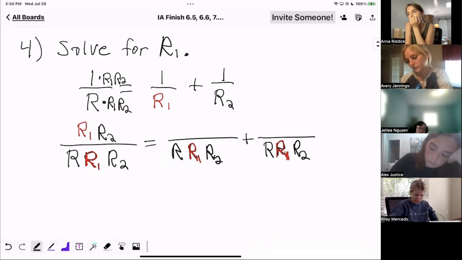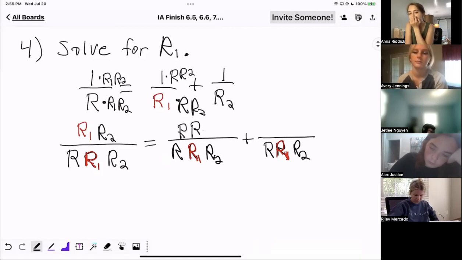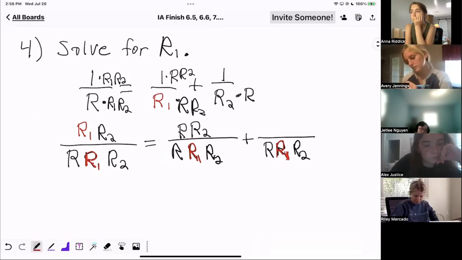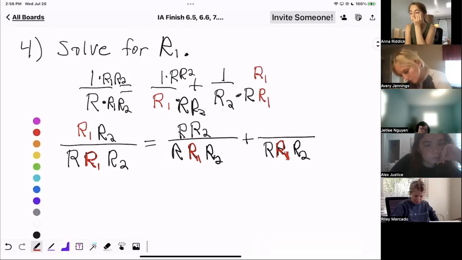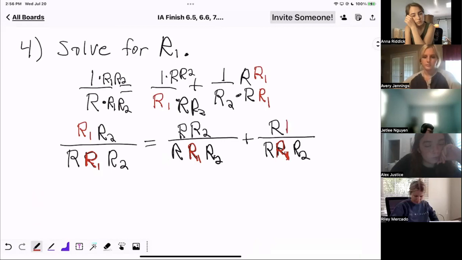My second one, I have r1, so I have to multiply by r and r2, which means I multiply the numerator by r and r2. So my new numerator is r2. And then lastly, we have r2, which means I'm missing r and r1. So I'm going to multiply the numerator by r and r1. And I have r and r1.